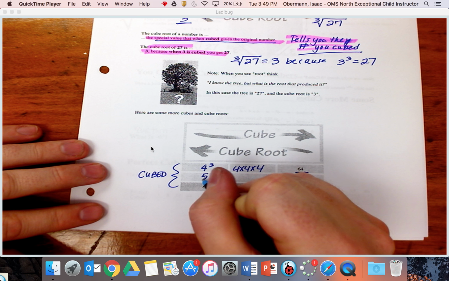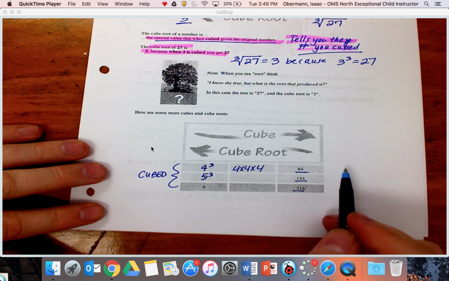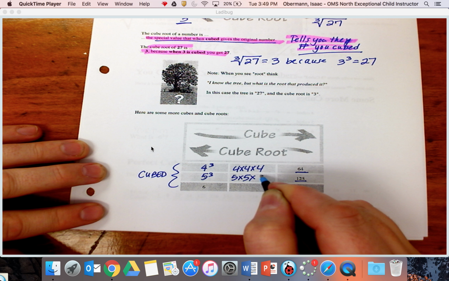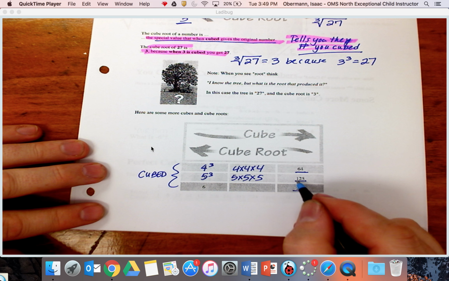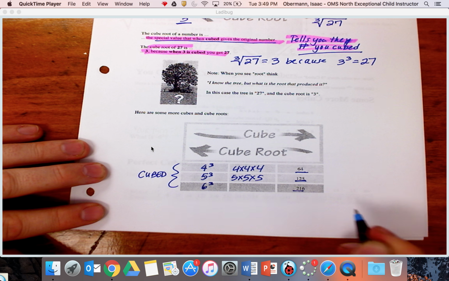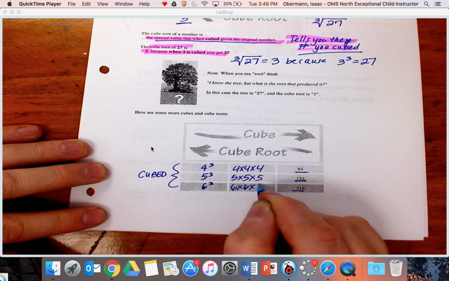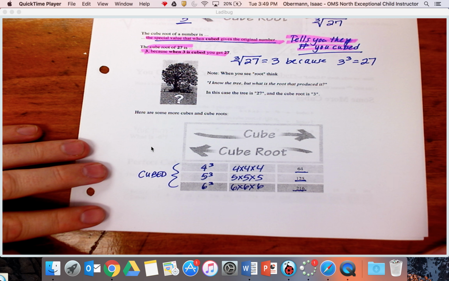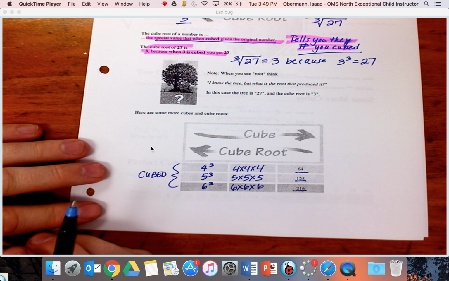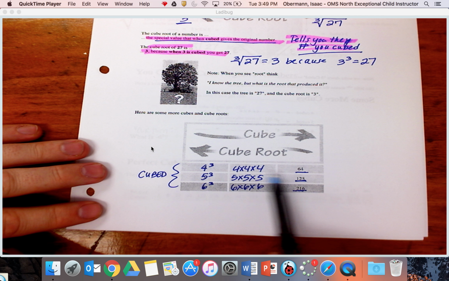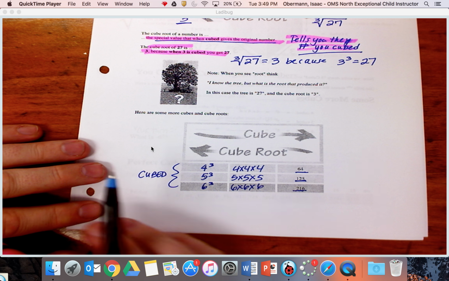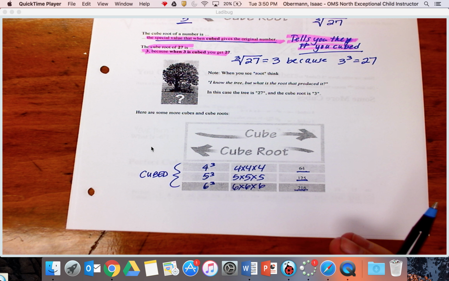If I take 5 and I cube it, and I'm moving this way forward, so I'm going to get a bigger number when I cube it. I'm going to get 5 times 5 times 5, which is 125. When I cube 6, that's 6 times 6 times 6, and it jumps to 216. So you can see when I cube a number, the number increases by a whole lot, because 4 is a lot smaller than 64, and 5 is a lot smaller than 125. So now, what happens if I want to work backwards?